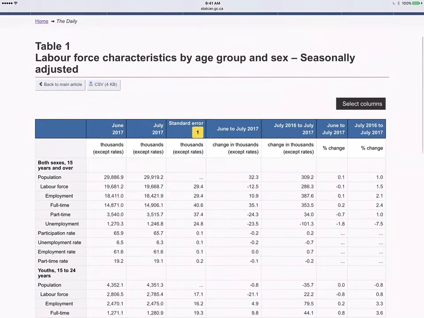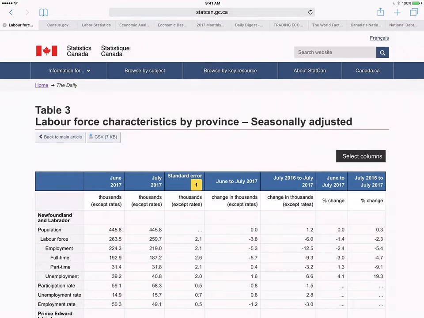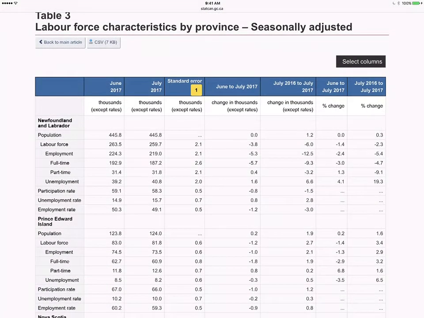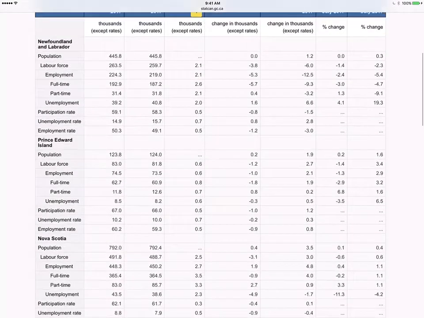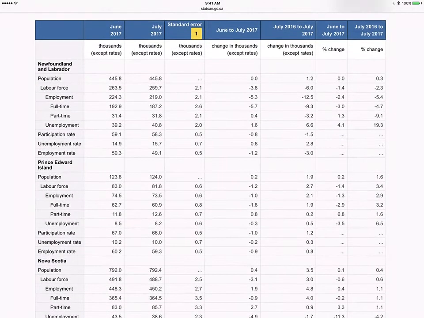Now this graph breaks it down by gender, men and women, as well as youth, so age 15 to 24. If we go back, Table 3, we click on that, what you'll see is that same information: working age population, labor force, a number of employed, part-time, full-time, and the unemployment rate. And you'll see that by province. So in fact, you can scroll down and you can find the unemployment rate for each province. So for example, we can see that Newfoundland and Labrador, in June of 2017, the unemployment rate was 14.9, and in July it was 15.7.